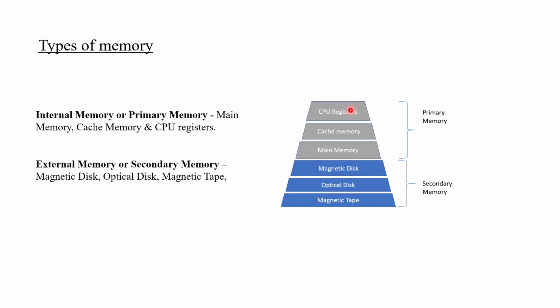And the second type is secondary memory, also known as external memory. It includes magnetic disk, optical disk, and magnetic tape. It is accessible by the processor through an input-output module. These are not volatile, which means they store the data permanently.